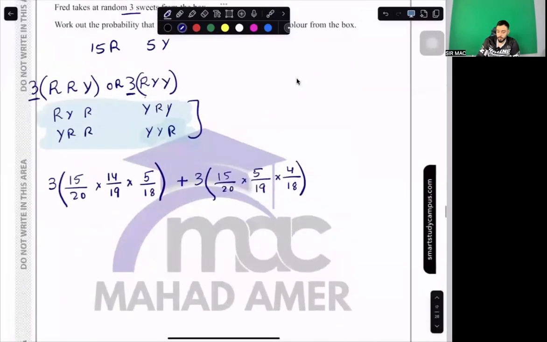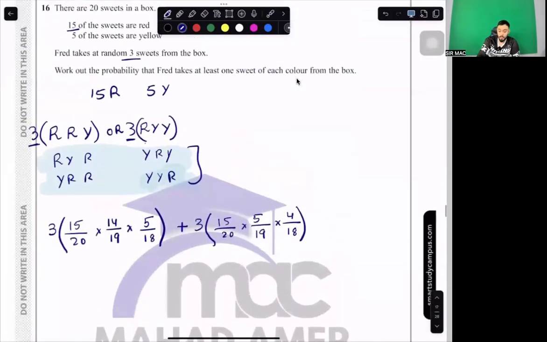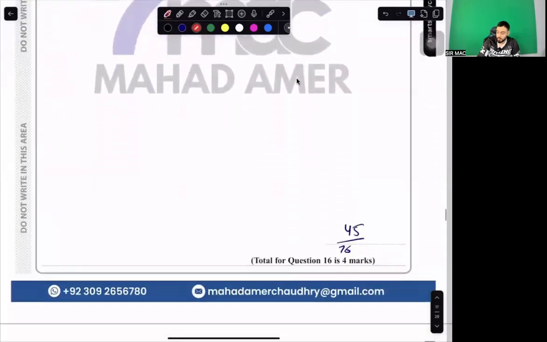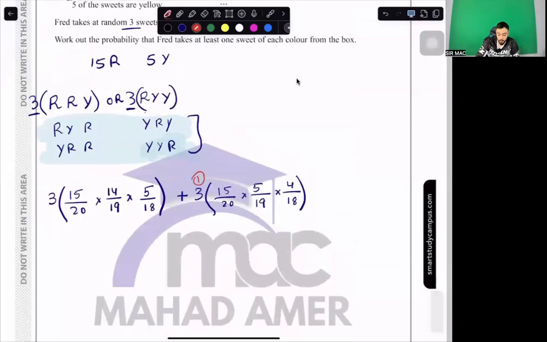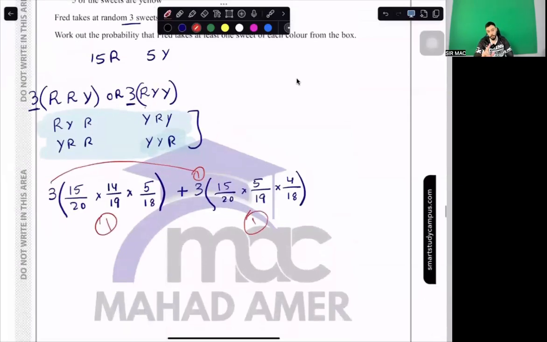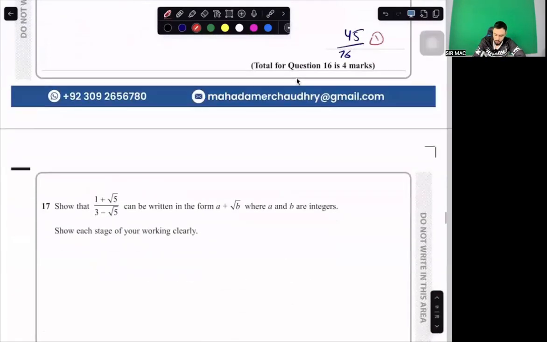A lot of students say, sir, why is he giving us 4 marks for this? There's 1 mark for the answer, and 1 mark for this 3, reading both sides. That's 1. The other 2 are for the individuals, and then this last answer.